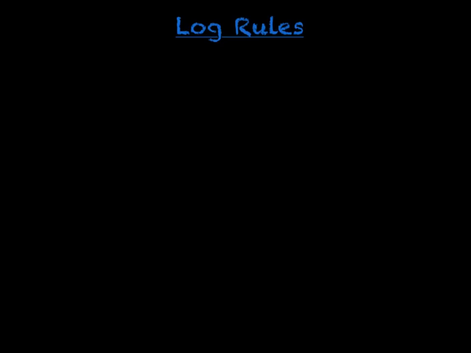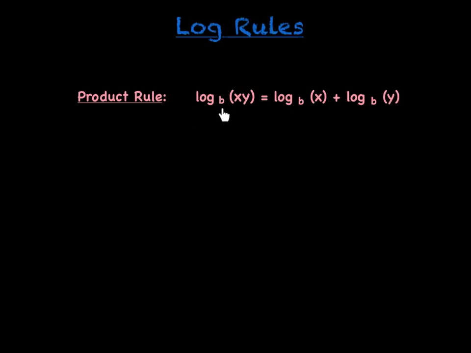There are three log rules that I'm going to be discussing in this video. The first one is called the product rule. The product rule just says that log to the base b of x times y is equal to log to the base b of x plus log to the base b of y.